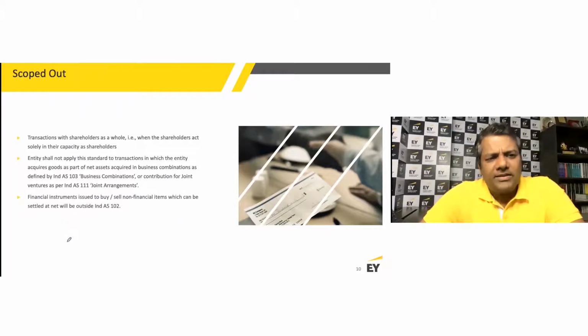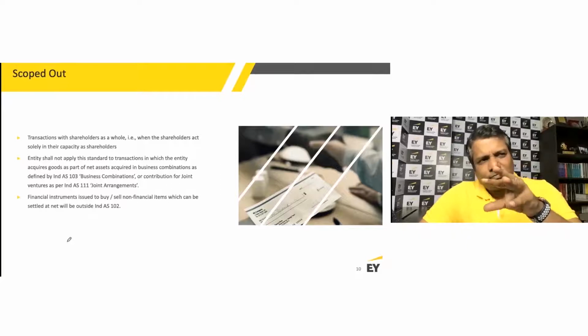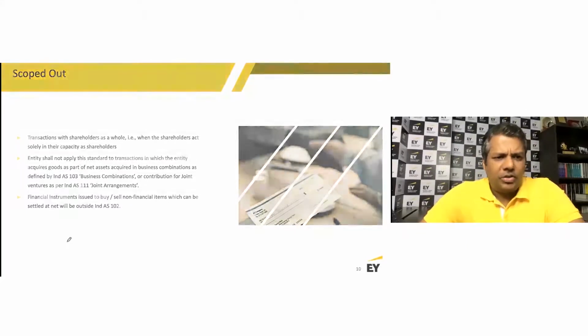If there are financial instruments issued to buy or sell a non-financial item which can be settled net, those will be outside Ind AS 102 again. In a way, they take the color of derivatives, right? Those stock options are also derivatives, but they have been scoped out from the financial instruments standard, because you account for them specifically under Ind AS 102.